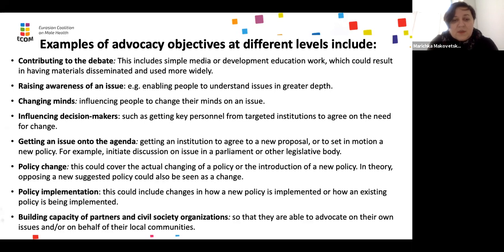Again, policy change. This could be covered as actual changing of policy or introduction of new policy, and sometimes it's maybe even the opposite. It's maybe the cancellation of an existing policy if this policy prohibited something. Then policy implementation. This could include changes in how a new policy is implemented. So here you work on some mechanism of policy implementation, how you will deliver it.